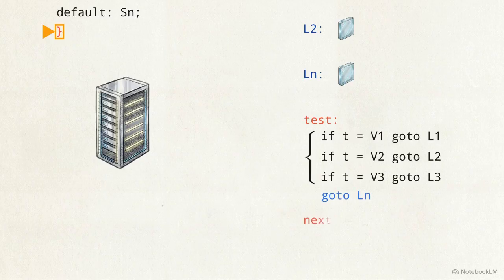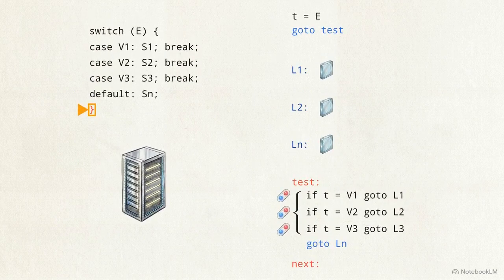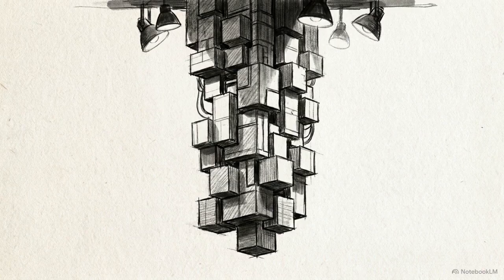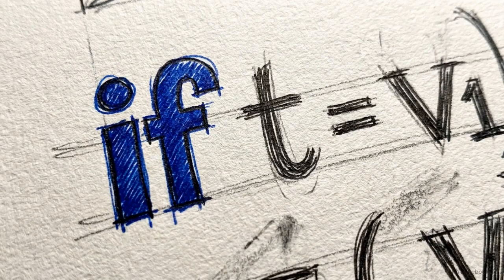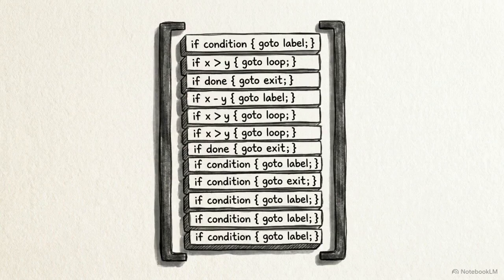A final jump to the default label is appended, followed by the next label, which marks the exit of the entire structure. The resulting physical layout of the code is completely inverted. The evaluation tests are written last, executing only after all required variables and labels are strictly defined.